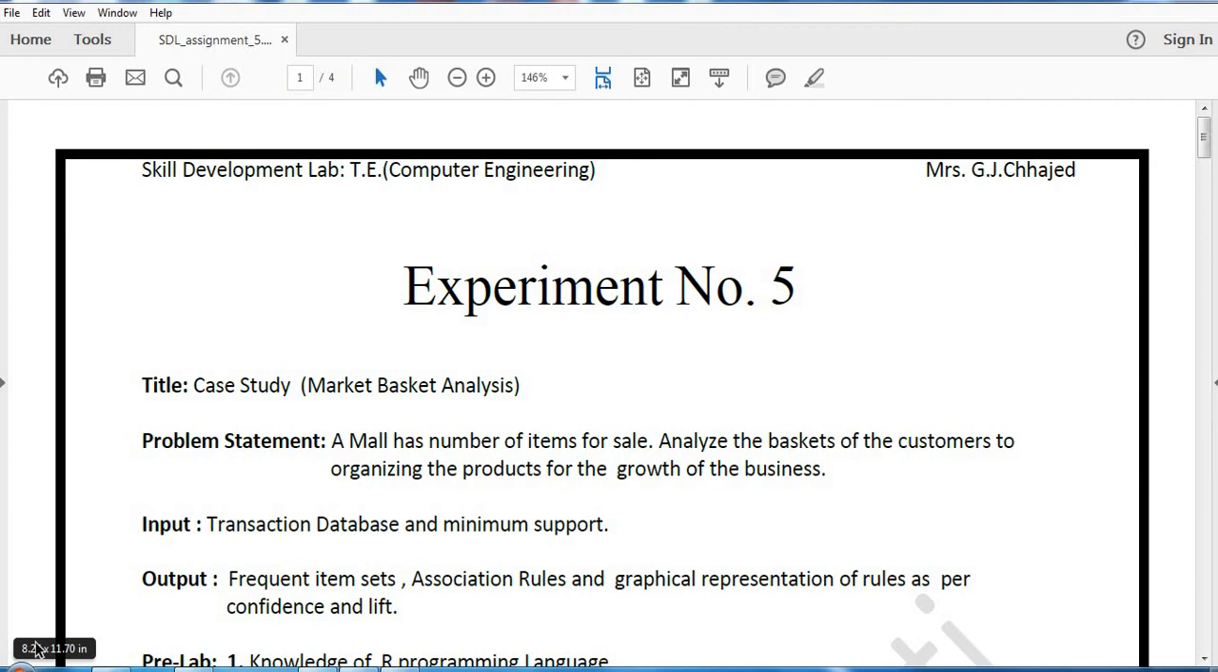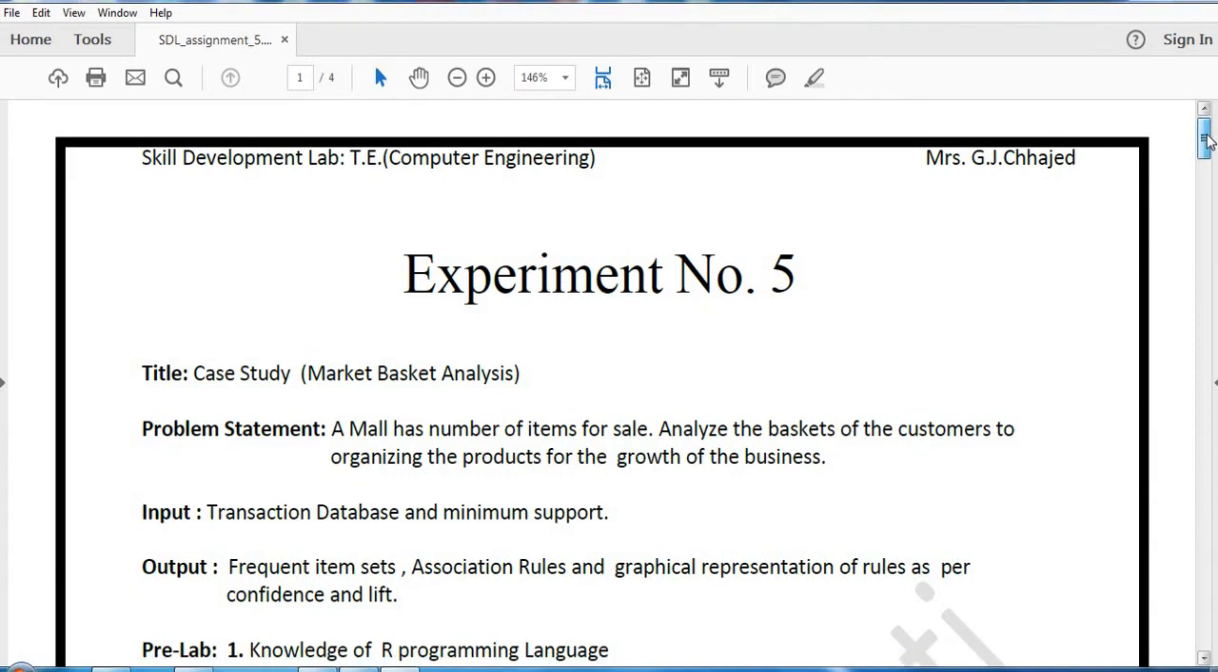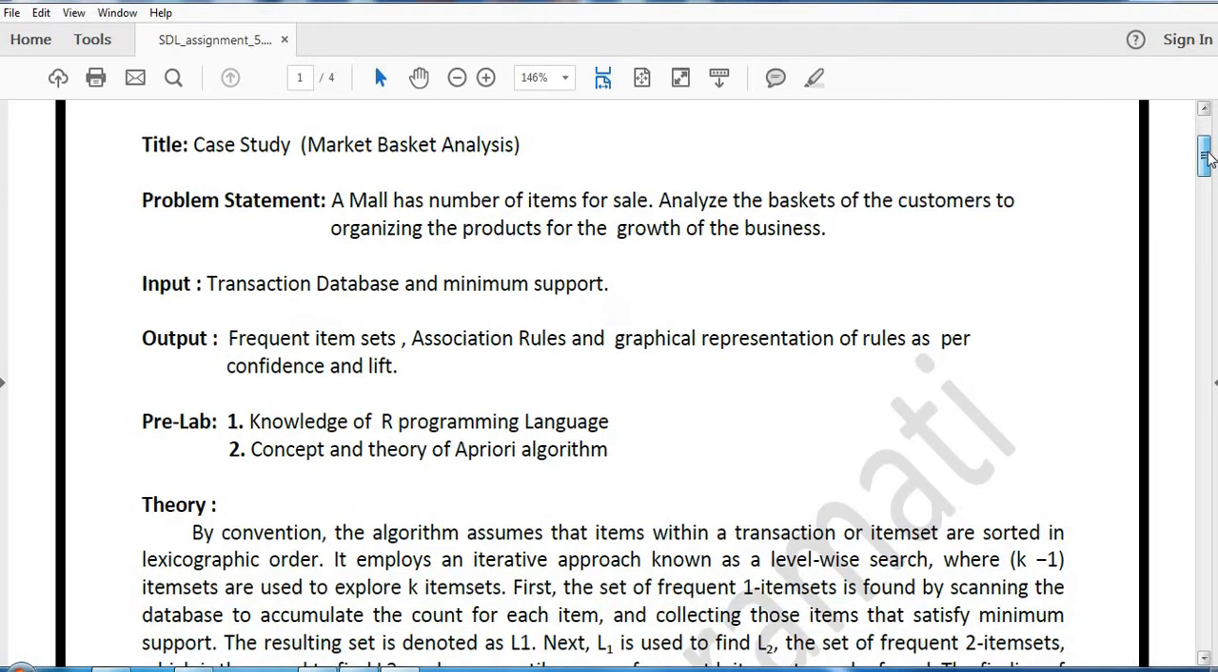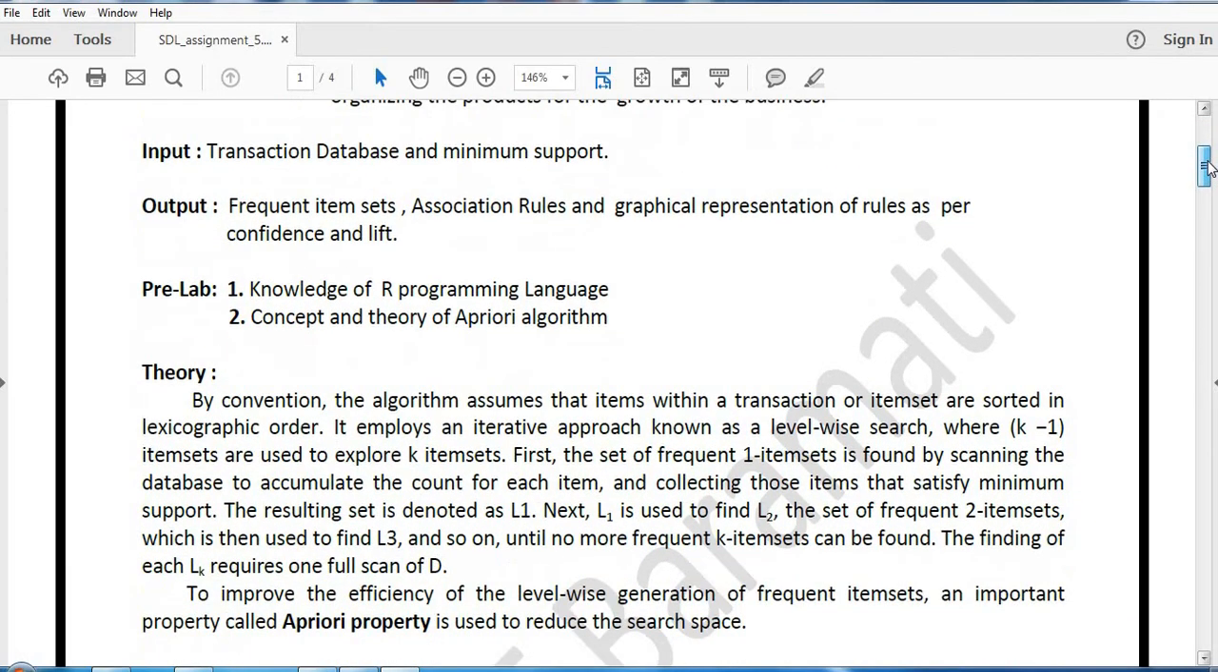So now we will be executing experiment number 5, which is market basket analysis. I have already explained the concept of market basket analysis in an earlier practical. Now we will start the execution of this. In this we are going to generate frequent item sets, association rules, and we will also represent graphically the rules as per the confidence and lift.